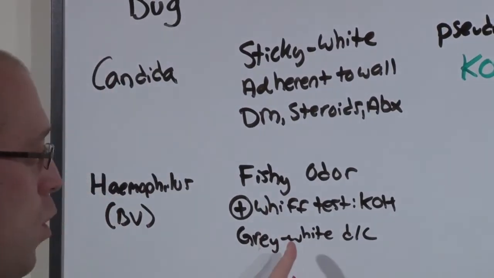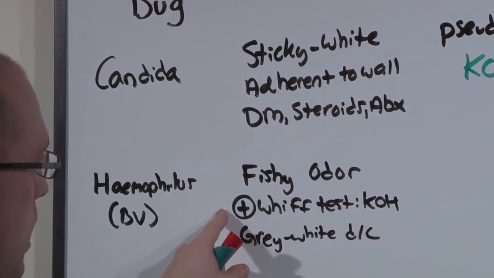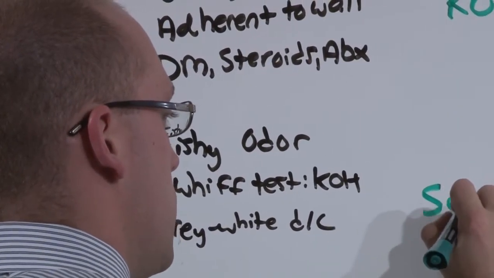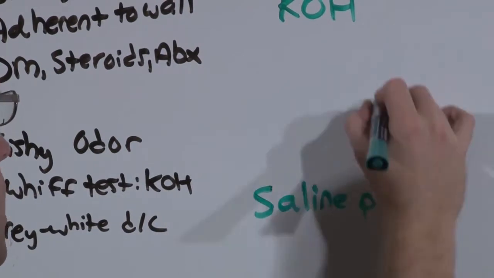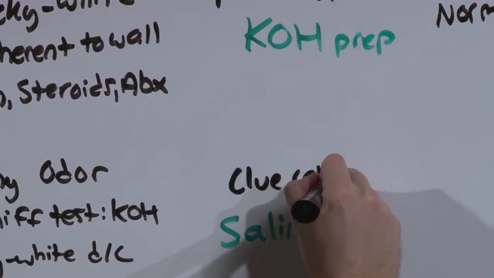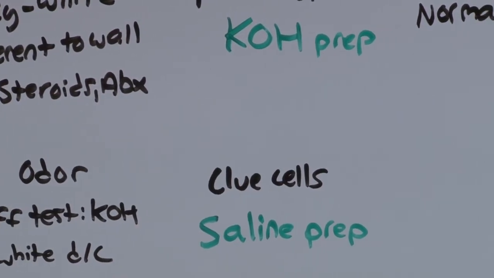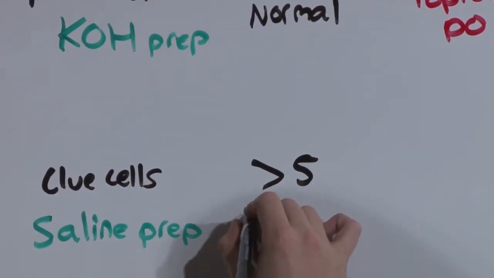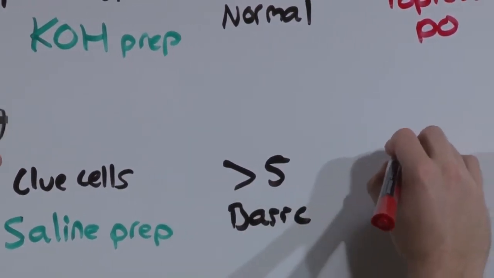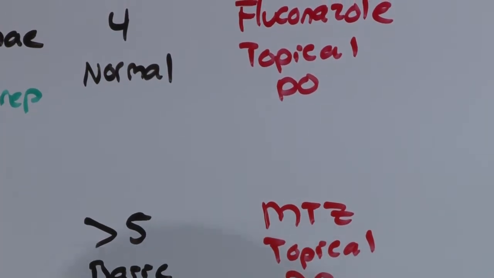This is a perfect example of why you do both KOH and saline prep every patient, every time. The KOH prep exacerbates the fishy odor and is a positive whiff test. But in order to see the organisms, you need a saline prep, because the saline prep is going to show you the clue cells. Clue cells are normal vaginal cells covered in bacteria. This is diagnostic for Haemophilus. The pH of Haemophilus is a little elevated. It's a little more alkalotic. This is treated with metronidazole. Again, topical, before you try systemic PO.